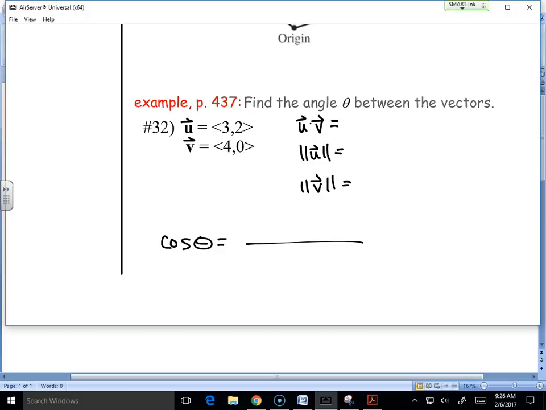U dot v. Let's see if you guys can follow any faster than before. First times first. How are we doing? 3 times 4, right? First times first, plus second times second, which will just be 12, because 2 times 0 cancels out, right? Yes. Cool. That 12, if you want to actually go in order, is the numerator of my formula. The dot product goes up top.